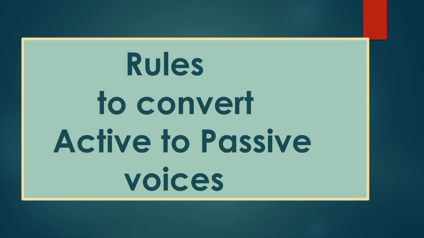The voice of a verb describes the relationship between the action that the verb expresses and the participants. So, when the subject is the doer of the action, the verb is in the active voice. When the subject is the target of action, the verb is said to be in the passive voice. So let us talk about some of the rules to convert the active voice to the passive voice.